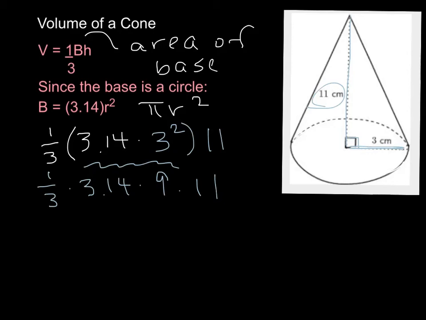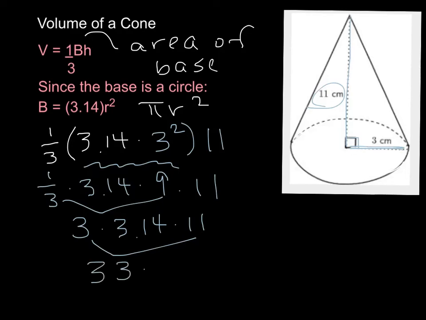The next step I'm going to do here, I'm going to go ahead and skip that 3.14 so I don't have to do so much multiplication. 1/3 times 9, or 9 divided by 3, would be 3. So if I multiply those together, I get 3. If I bring everything else down, I have 3 times 3.14 times 11. Okay, now I'm going to choose to go ahead and multiply 3 and 11 since that's a little simpler. 3 times 11 is 33.